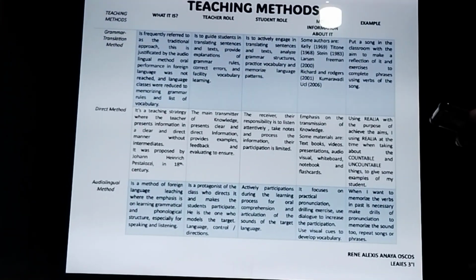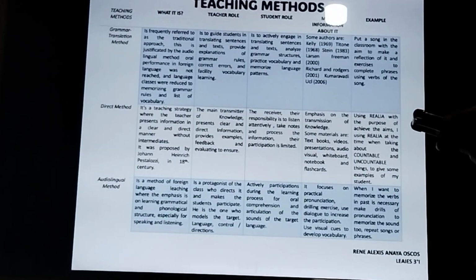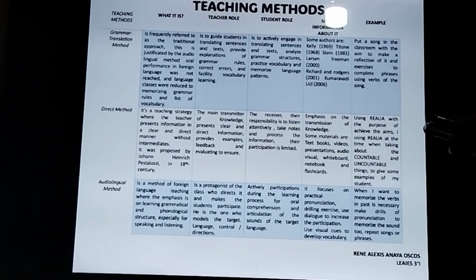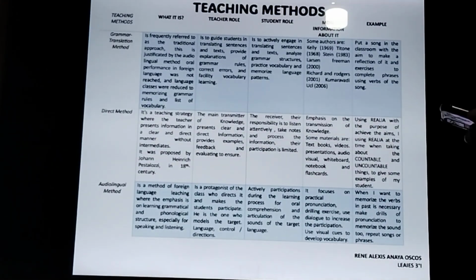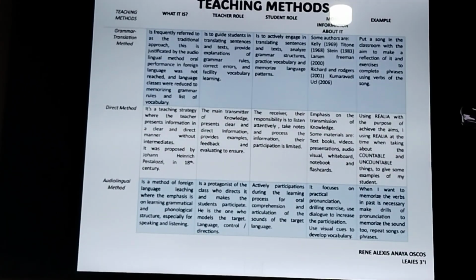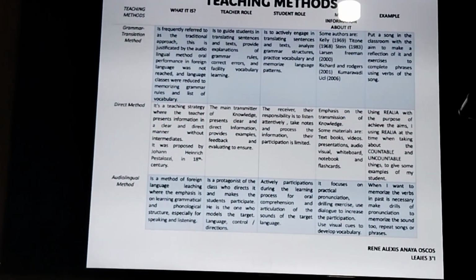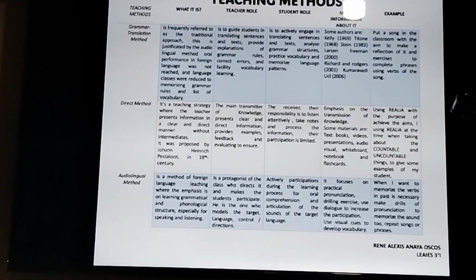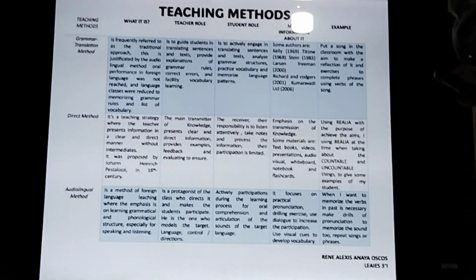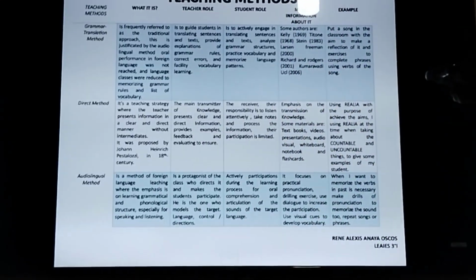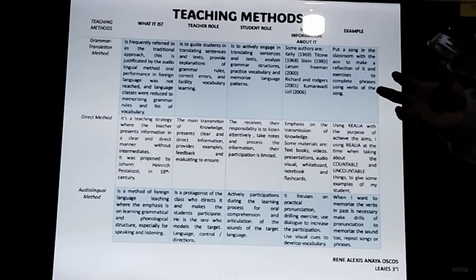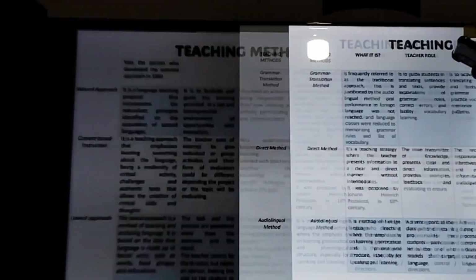The teacher's role is as a protagonist of the class, who directs and makes the students participate. Student role: the students focus during the learning process on oral comprehension and the articulation of the sounds. The students have to make phonological sounds because it's necessary to acquire these sounds.